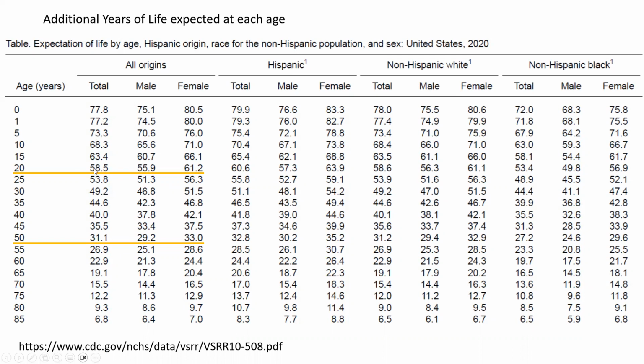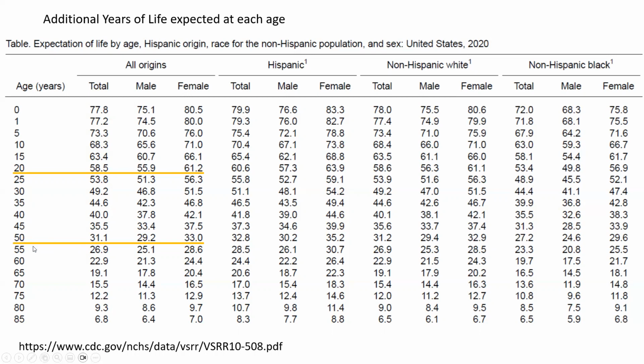And if you just go down here, the way to read this is, if you make it to the age of 20, your life expectancy will be 58.5 more years. So in other words, you'd be expected to live to 78.5 years. And if you're male, 75.9, female, 81.2. So the longer you live, the longer you are more likely to live.